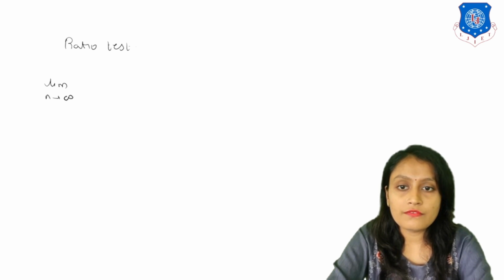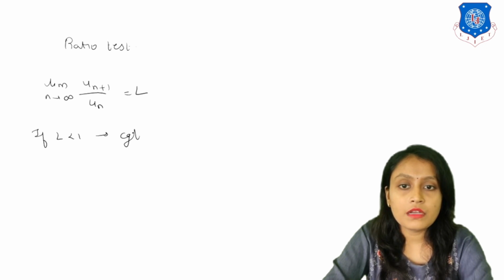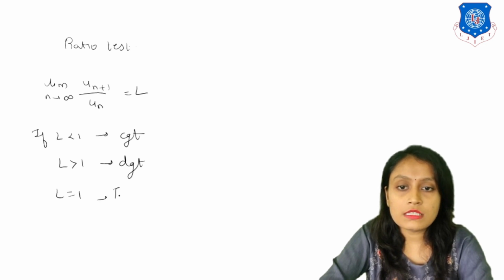Clear? Now, in today's session, firstly we studied the ratio test, right? So here we have to find limit n tends to infinity un plus 1 upon un, and the answer is L. Okay, so if L is less than 1, the series is convergent. Okay, if L is greater than 1, your series is divergent, and for L equal to 1, the test fails. Okay, so if the test fails, then we will apply Raabe's test.